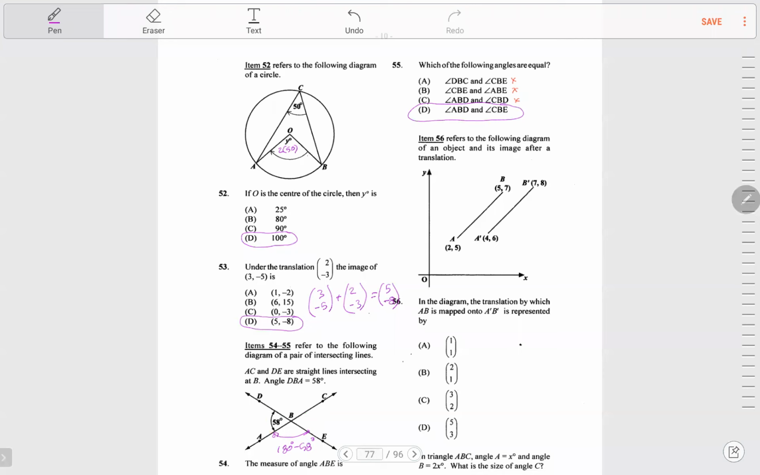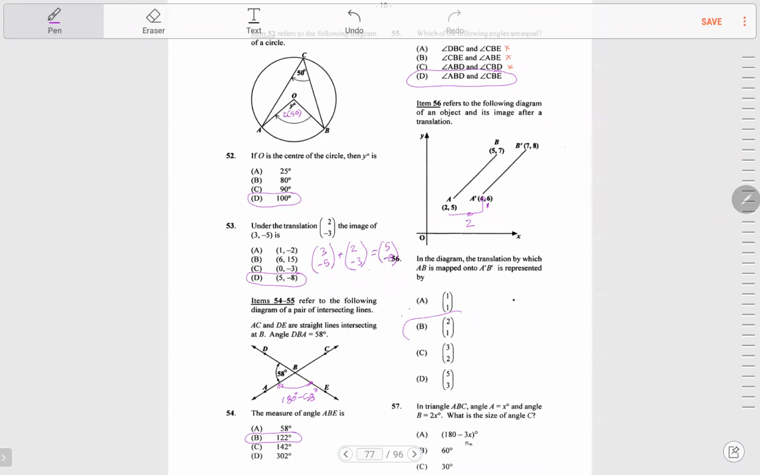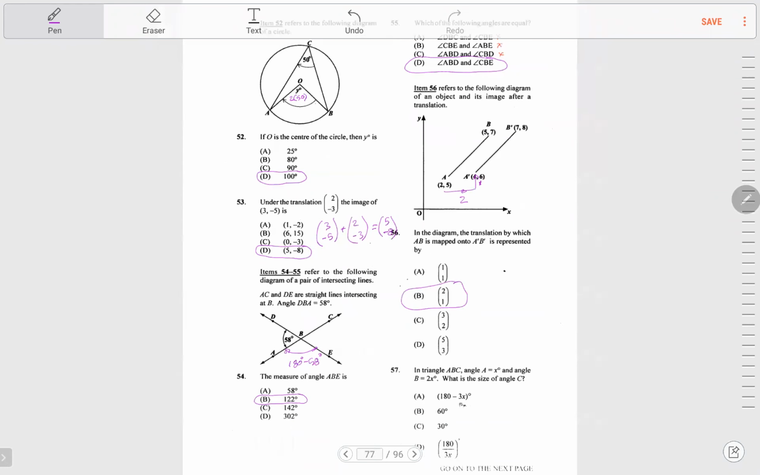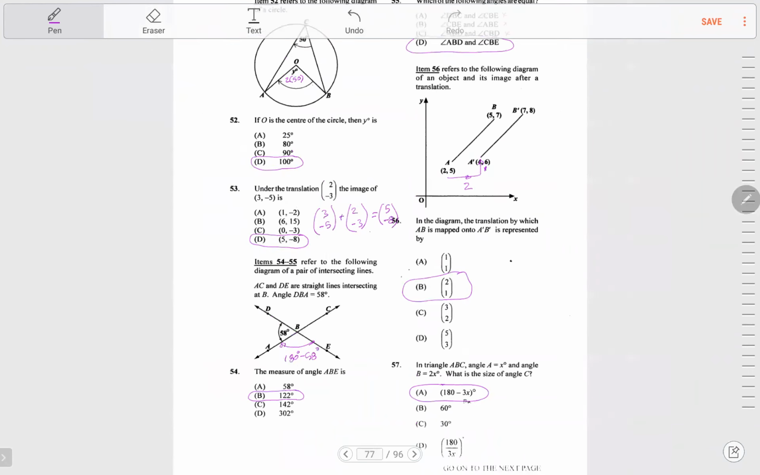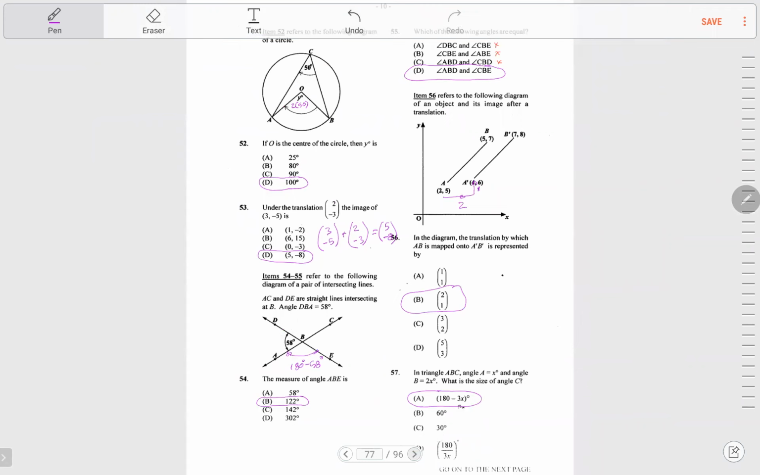All right. This one, same thing again. You go 2 across and 1 up. You increase x value by 2, increase y value by 1. So it's 2, 1. This one again is the same question, but this time I put the answer at A. X and 2x, so the total angle is 3x. So the other one, we don't know, must be 180 minus 3x. The last time we did it, the answer was D. They added that answer at D.